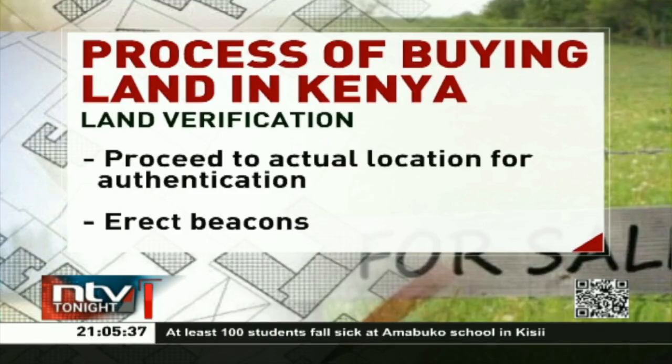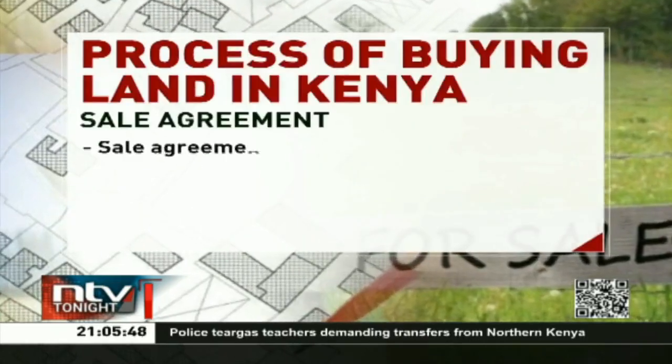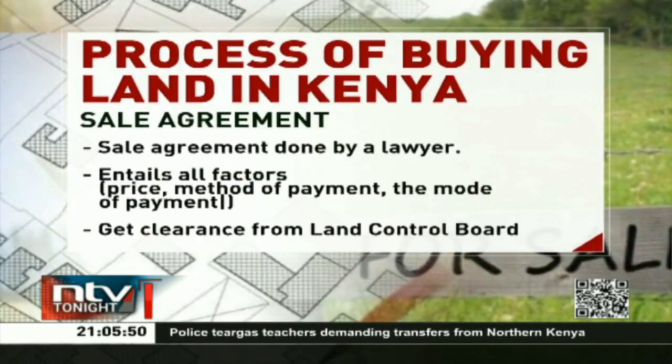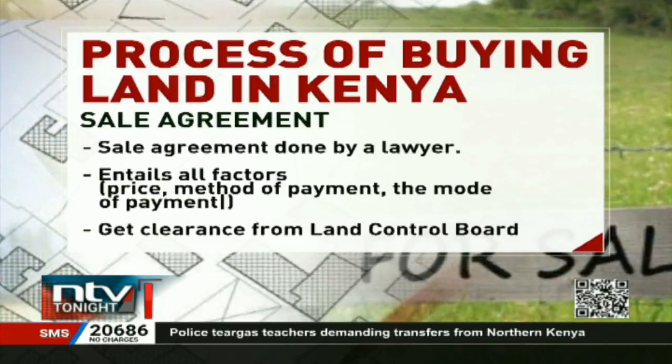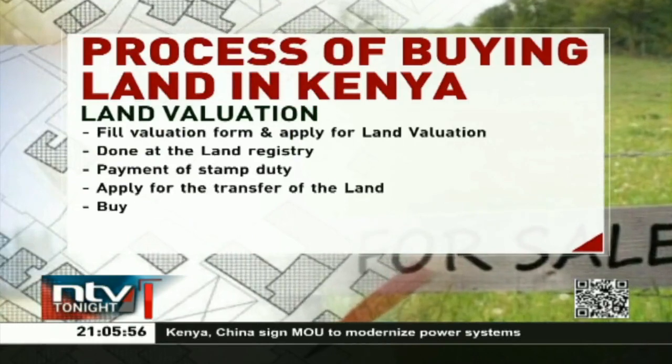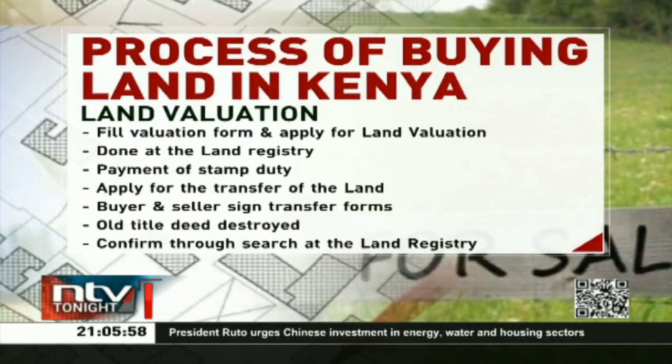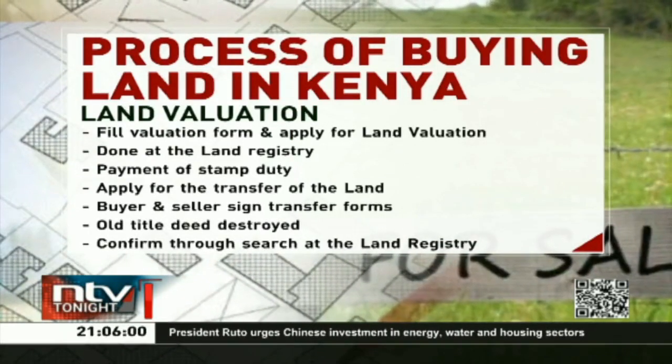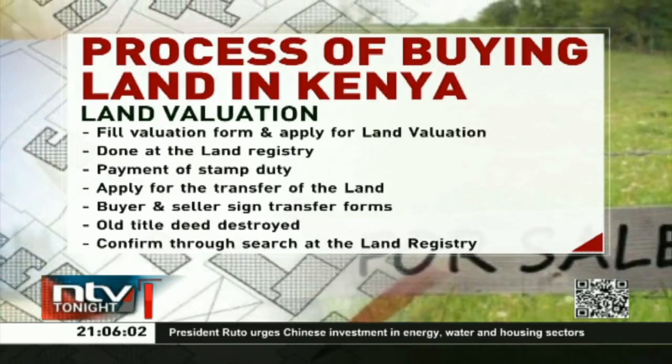And then you acquire clearance from the Land Control Board, mostly for transparency and to ensure that there was no illegality during that transaction. Once the Land Control Board gives you the green light, you need to apply for a land valuation done at the land registry where the land is located, and then the Lands Office will compute the stamp duty to be paid, which is often based on the value of the land and its location.